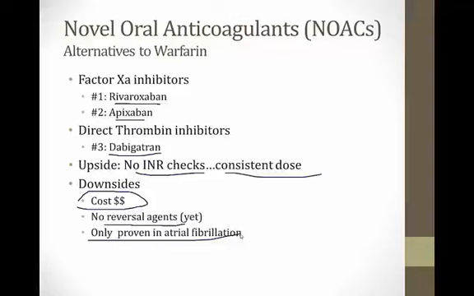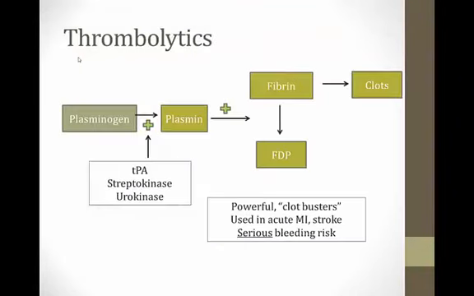For our last drug in this module, let's talk about thrombolytics. These are drugs like TPA, streptokinase, and urokinase, and they convert plasminogen to plasmin, and plasmin is a very powerful clot-busting factor in the blood. It can convert fibrin into fibrin degradation products and directly destroy clot.